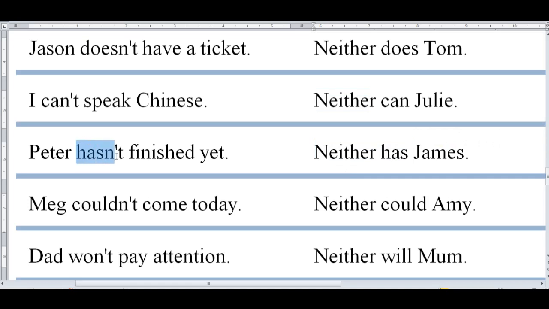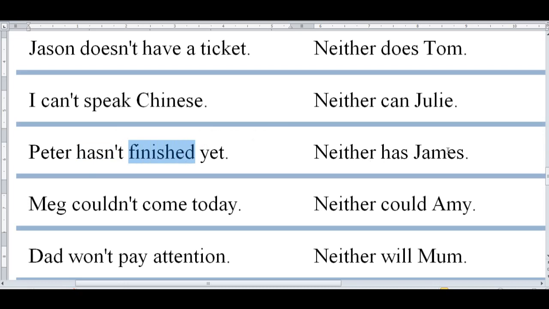Here, have is an auxiliary. It's an auxiliary that shows present perfect, because it comes before the main verb, finished.